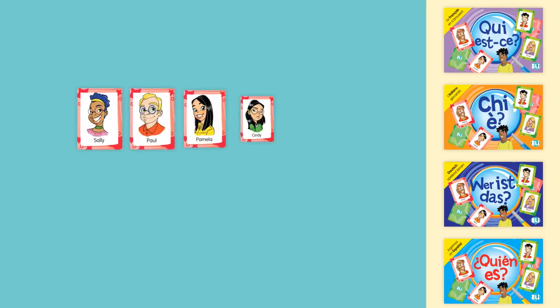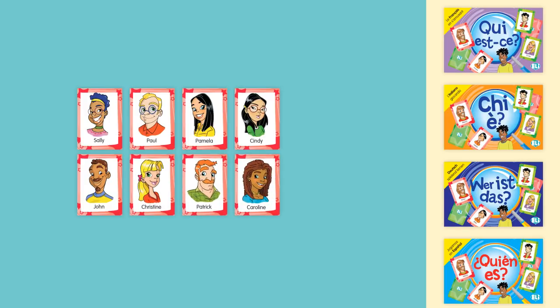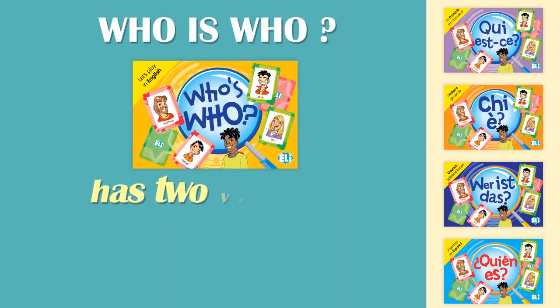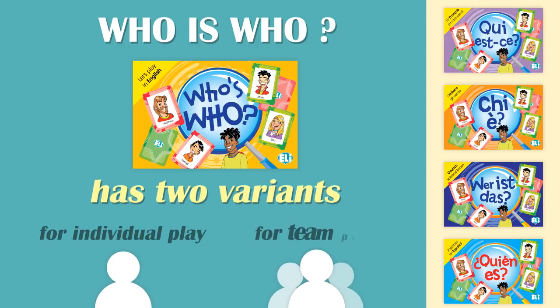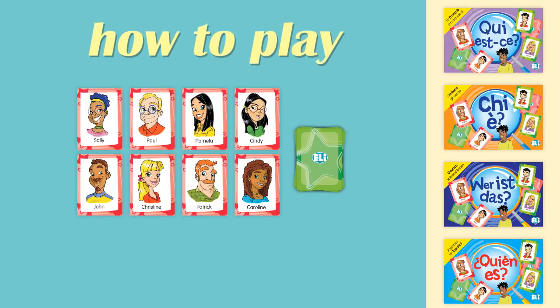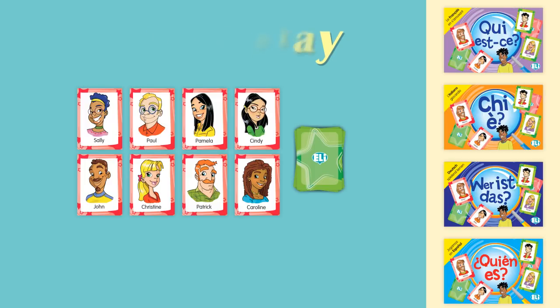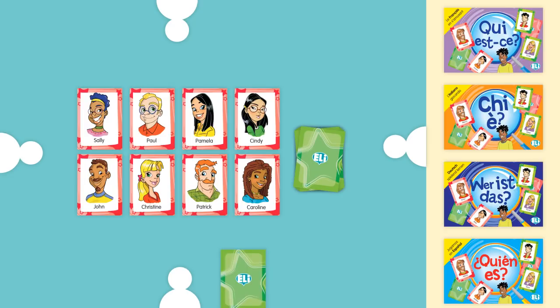The cards from the red deck are spread out on the table, picture side up. The green card deck is put on the table and is accessible to all players. Who is Who has 2 variants for individual play and for team play. In individual game 1, a player picks up a card from the green deck without showing the other players. This is the mysterious character that your playing partners have to discover. In turn, the players ask questions about the physical aspects of the character on the other player's card. Answers must only be yes or no.